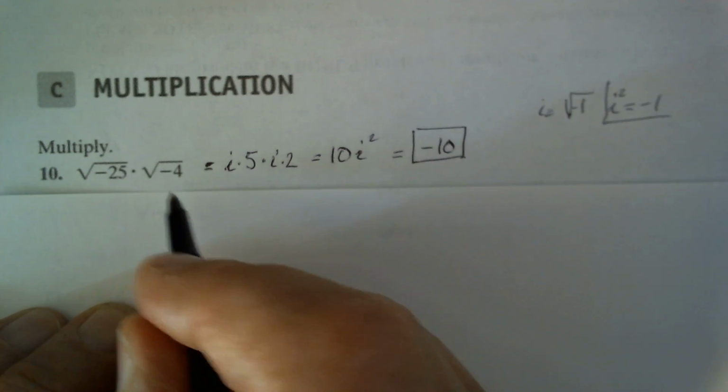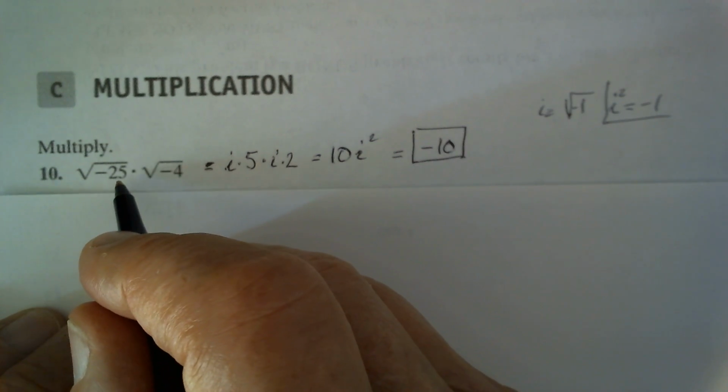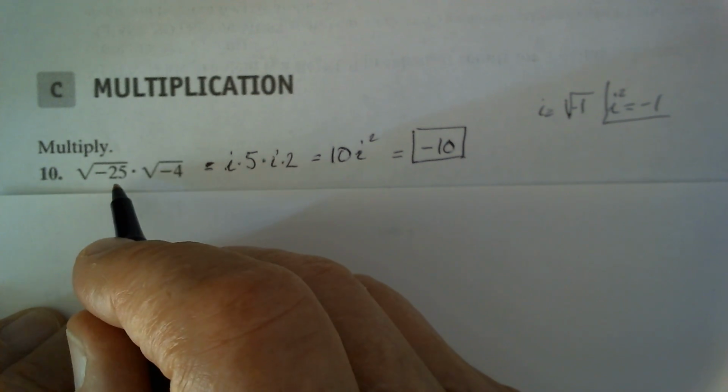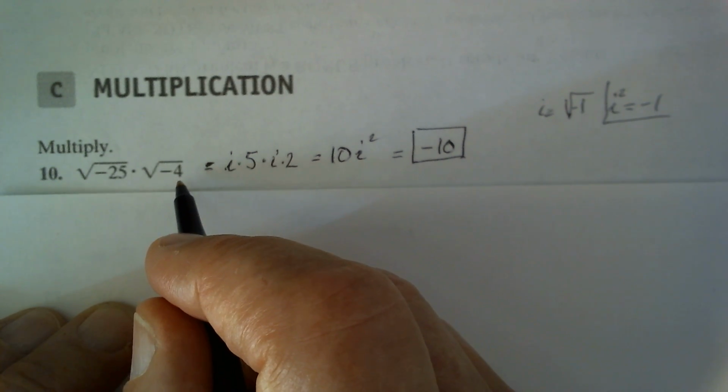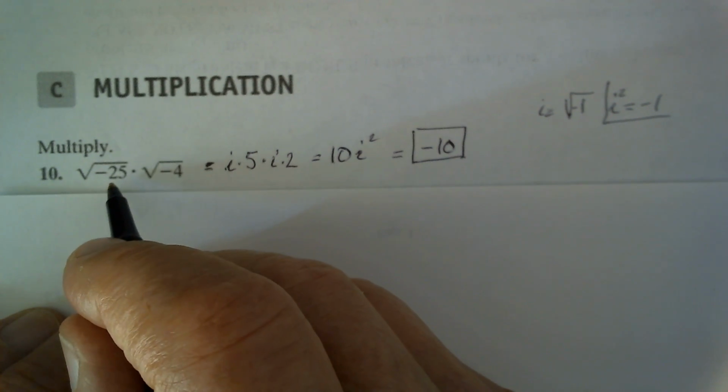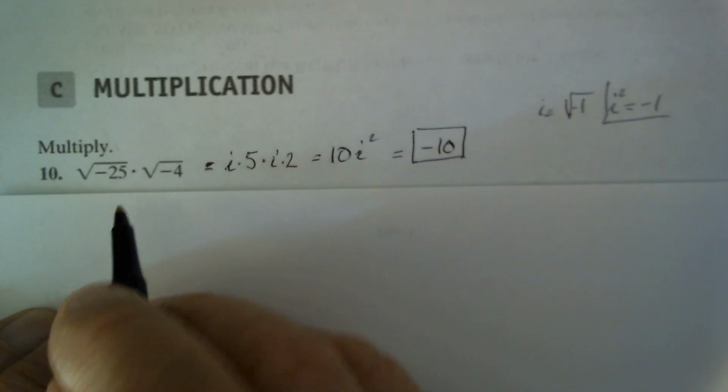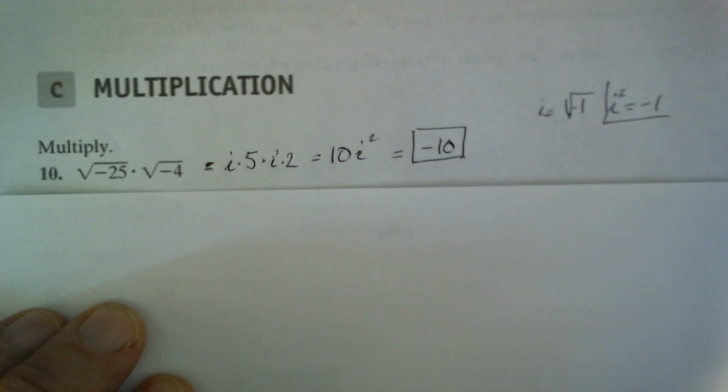In other words, in this case, we don't multiply the radicands and say minus 25 times minus 4 is equal to 100. So when we deal with square roots of negative numbers, that approach does not work.